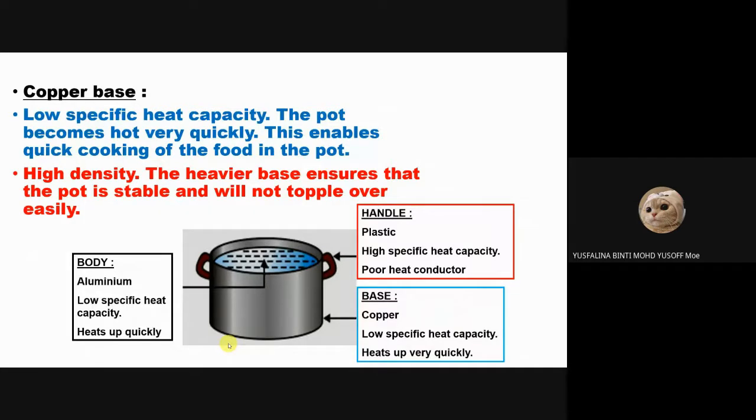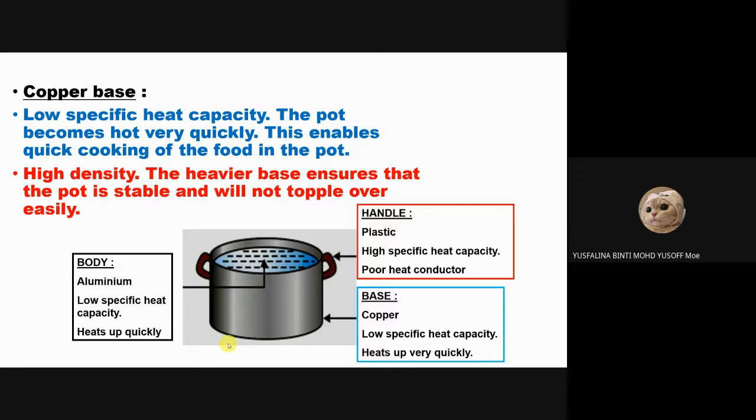How about the body? The body also must be aluminium, so it must have low specific heat capacity too, so it can heat up faster. But the handle is a very different story, because you don't want it to be hot when you hold the handle. So you have to choose the one that has a high specific heat capacity, so it will not heat up faster, or you can say it's a poor heat conductor, so it will not heat up easily.